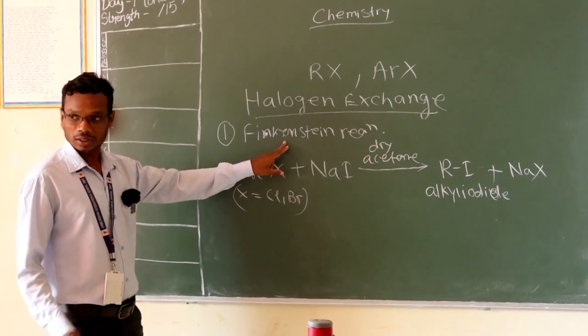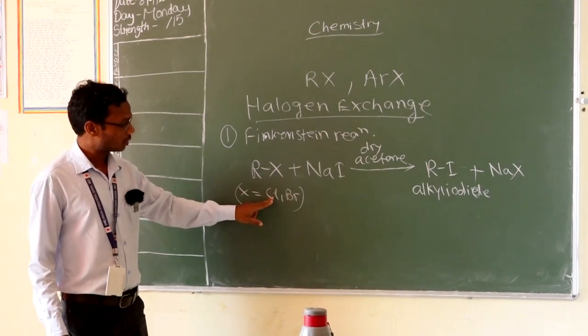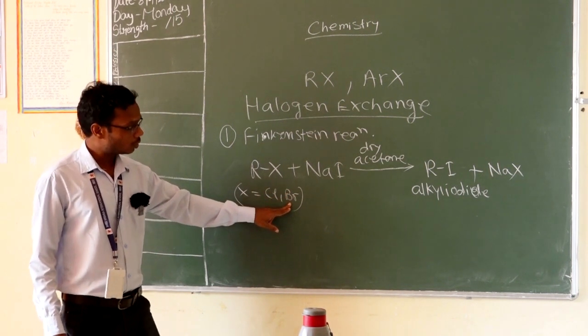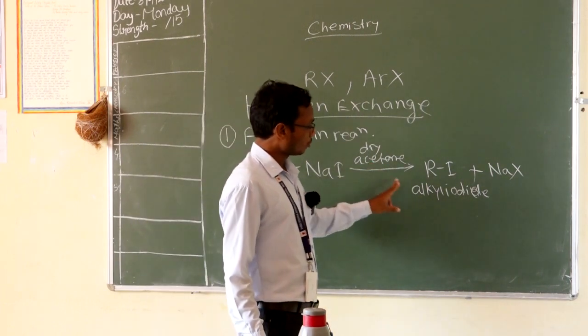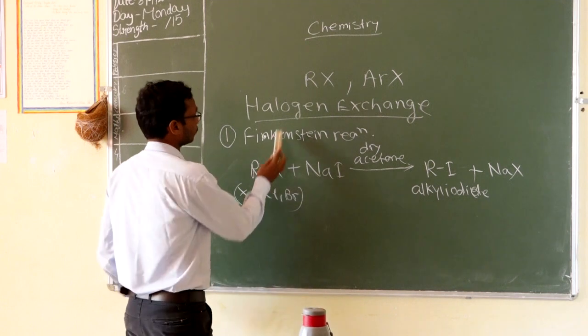What happened in this reaction? In this reaction, haloalkane, that is chloroalkane or bromoalkane, reacts with sodium iodide in presence of dry acetone to form alkyl iodide plus NaX. Consider one example.